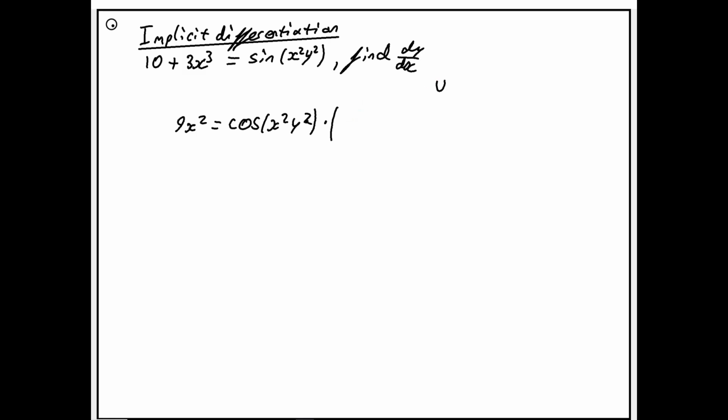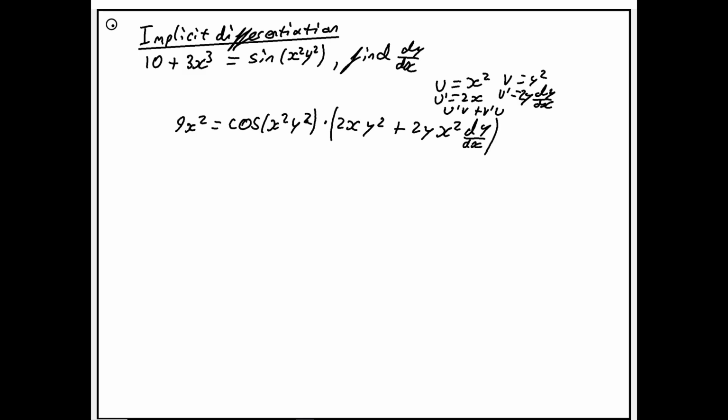Let's just put it to the side over here, where u equals x squared, u dash equals 2x, v equals y squared, v dash equals 2y dy by dx. Then we've got u dash v plus v dash u. So 2x times v, y squared, plus v dash, which is 2y, don't forget about the dy by dx, but we're going to put the u first. And then there we go.